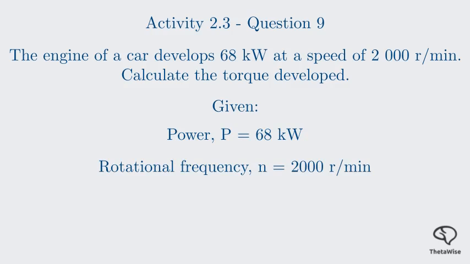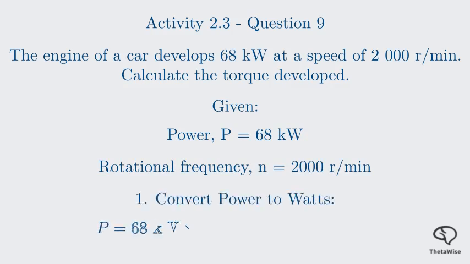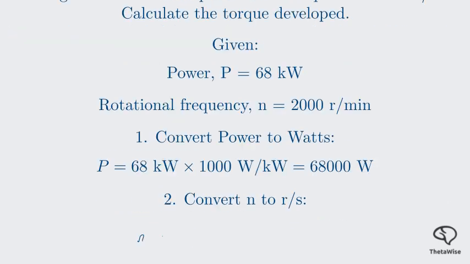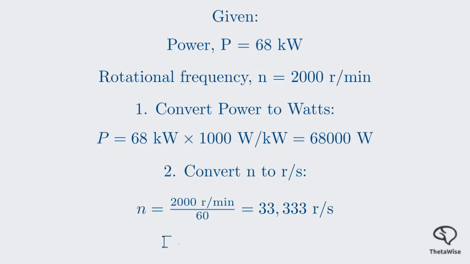As always, let's start by converting to standard units. First, we convert kilowatts to watts. P equals 68 times 1,000, which is 68,000 watts. Second, we convert revolutions per minute to revolutions per second. N equals 2,000 divided by 60, which is 33.333 revolutions per second. Now we use our power formula, P equals 2 pi nT. This time, we need to solve for T, the torque.